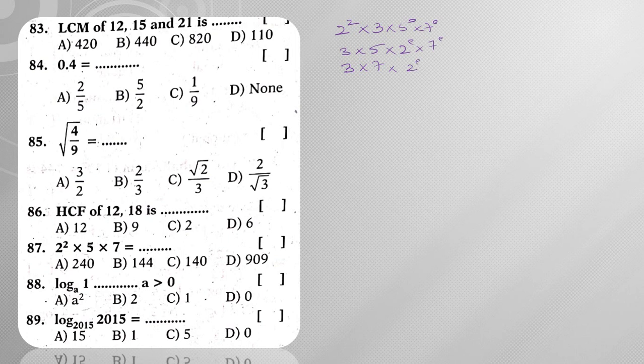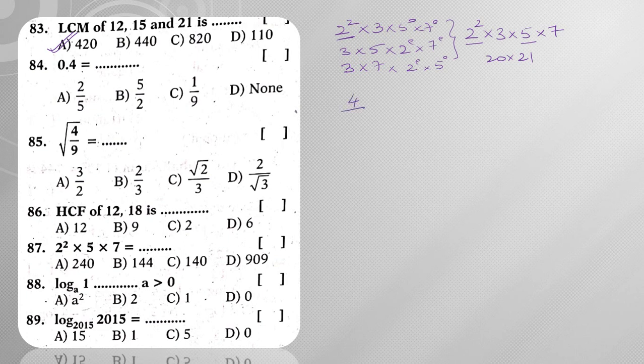Here 2 is missing, so 2 power 0, 5 is missing, so 5 power 0. Since I need LCM, LCM means we need to consider the highest powers. So the highest powers are 2 square and 3. Next, 5 power highest is 5 and 7 power highest is 7. So 2 square into 3 into 5 into 7. 5 4s are 20, into 7 3s are 21, so 21 2s is 42. So it is 420.